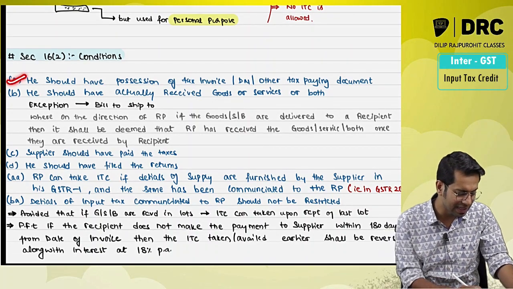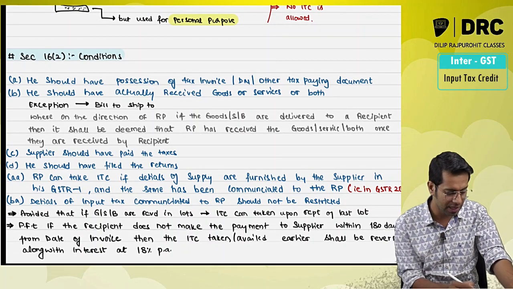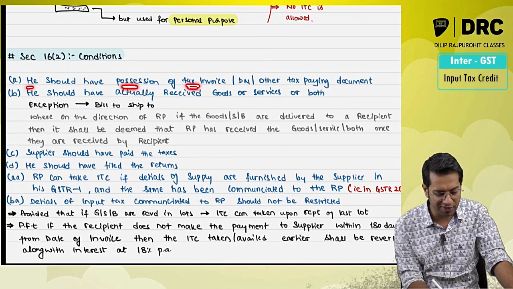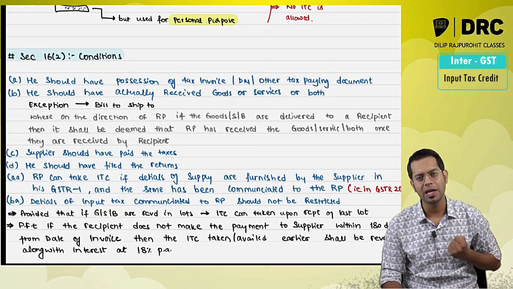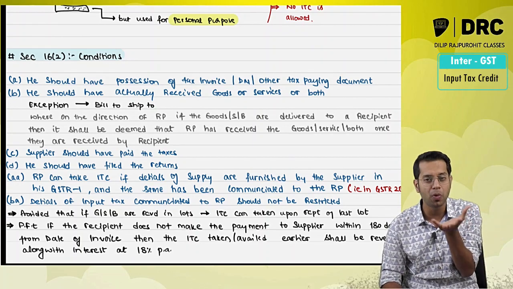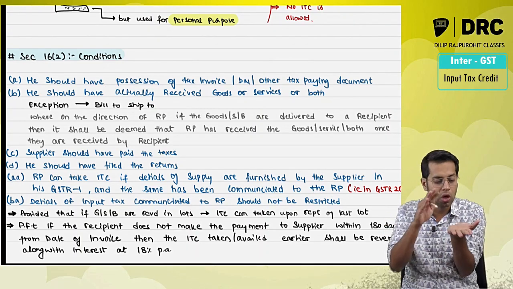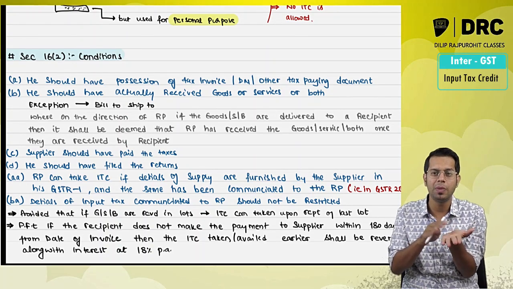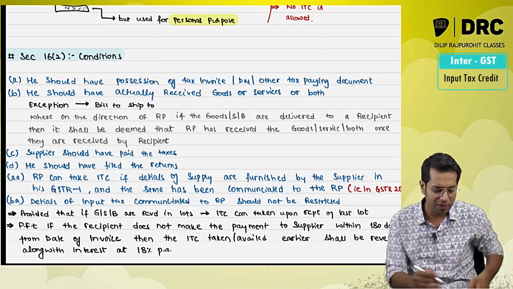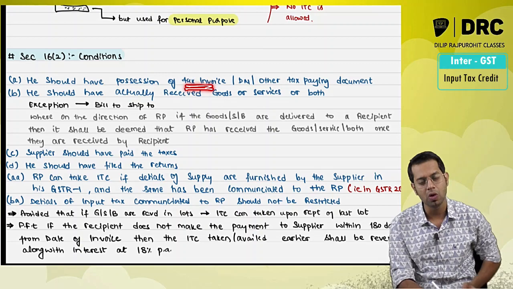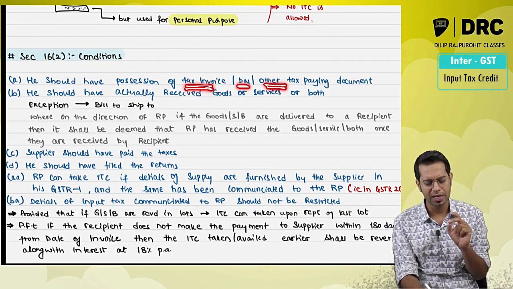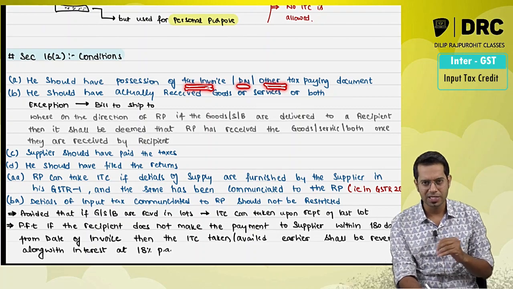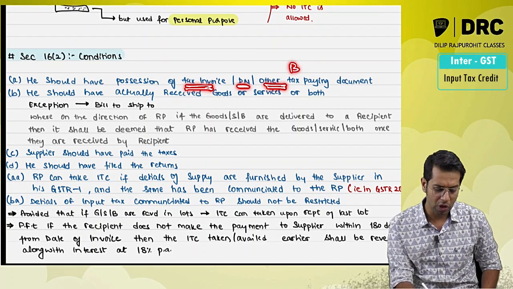Now the first condition says he, in the sense registered person, should have the possession of tax invoice, debit note or any other tax paying document. So if you want to take input tax credit, you should have the tax paying document with you. It can be a tax invoice, it can be a debit note, or it can be any other tax paying document, such as in case of import of goods, bill of entry.